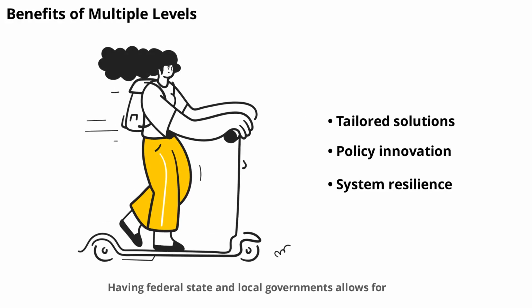Having federal, state, and local governments allows for more tailored solutions and greater responsiveness. Local governments can address community needs quickly, states can experiment with new policies, and the federal government can ensure consistency and protect rights. This diversity makes the system flexible and resilient.